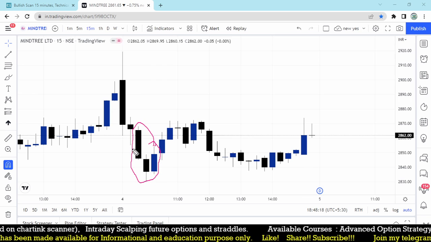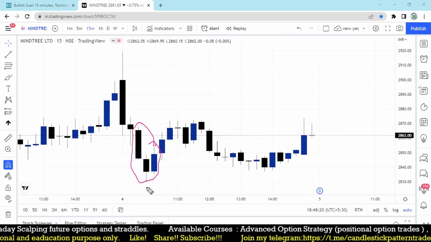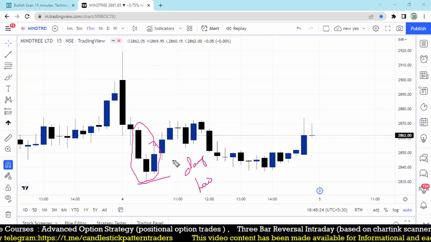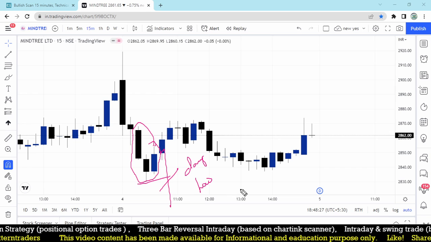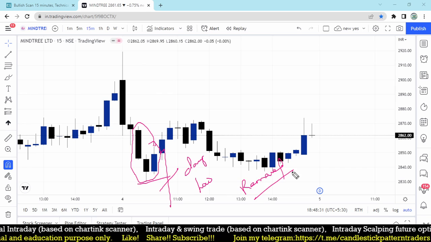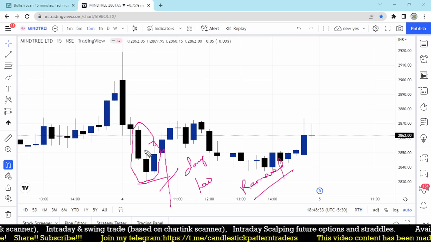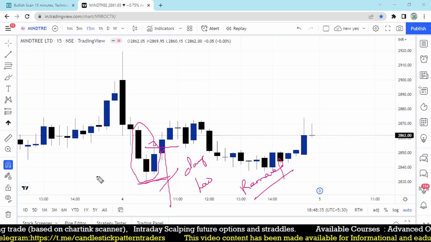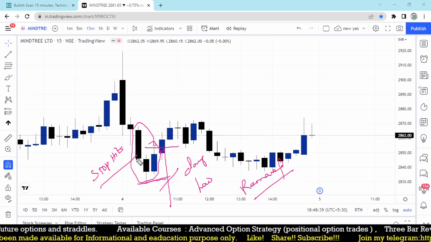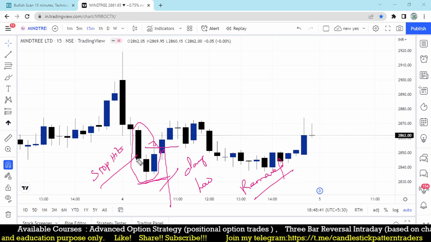Same as that, on the 3-bar reversal we use the day low as the key point. Once the day low is broken, the stock will be removed from the scanner. But if you have taken a position, that would be your stop loss. Understood? That would be a stop loss kind of trade.